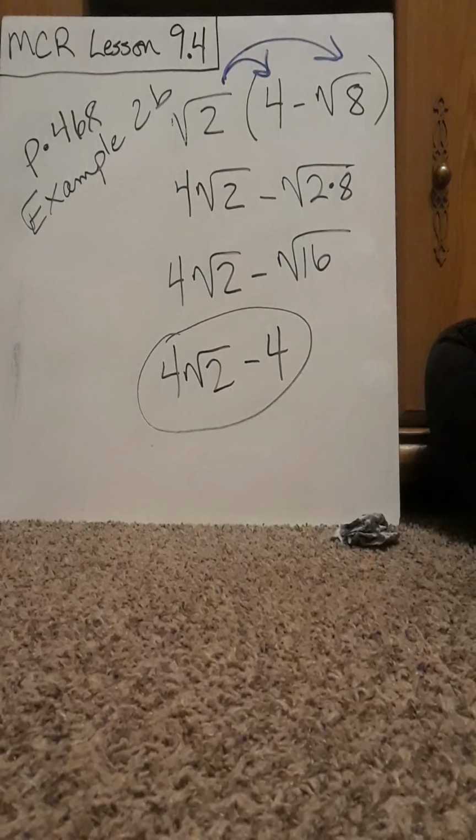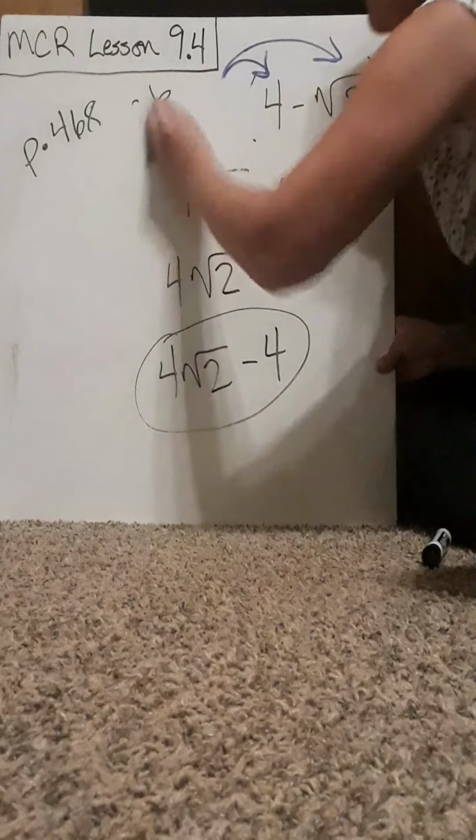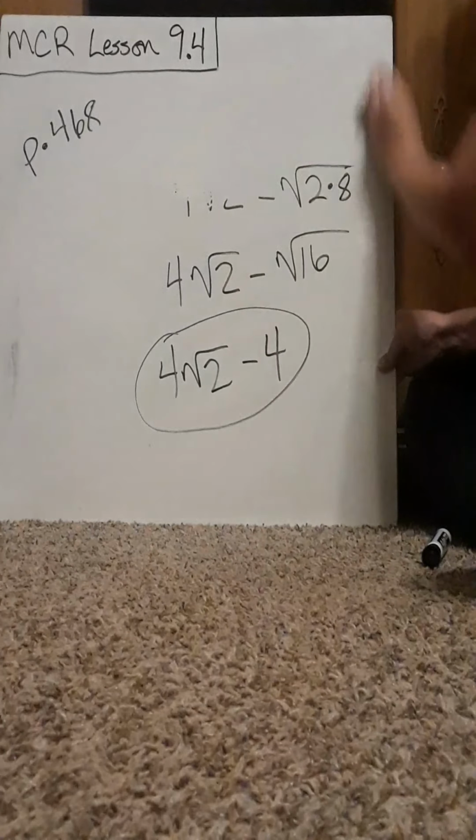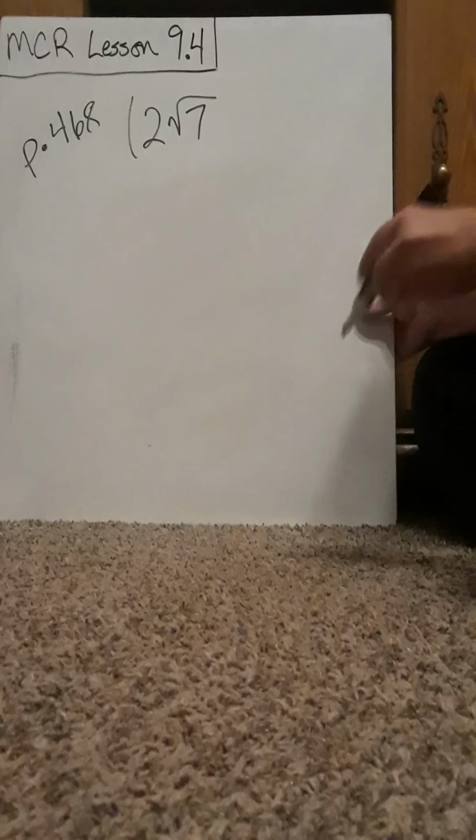All right, let's take this even a step further and let's look at the next page over at example 3. You should know exactly what kind of problem example 3 is as soon as you see it. It should look very, very familiar to you. We have 2 radical 7 minus 4 times radical 7 plus 1.